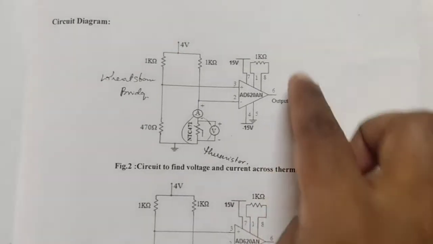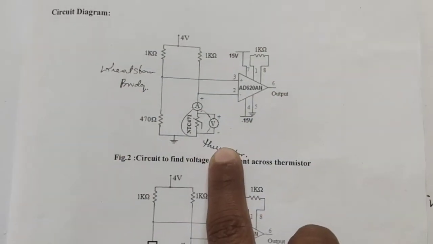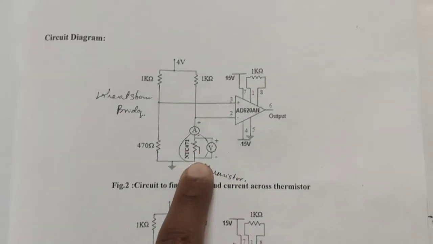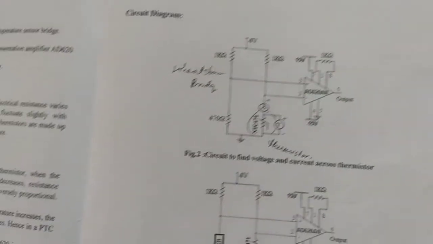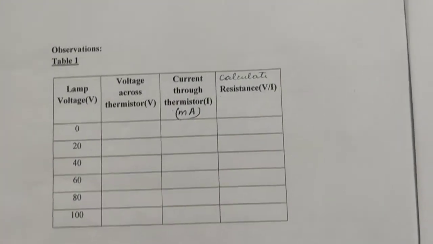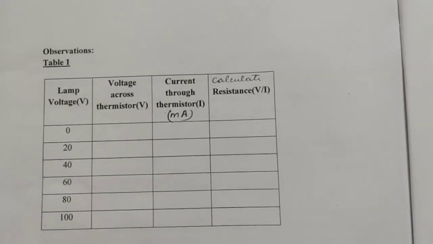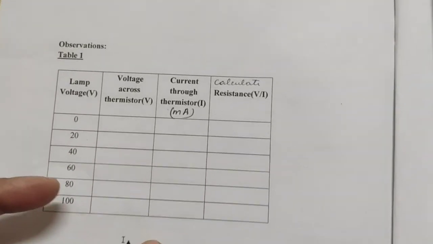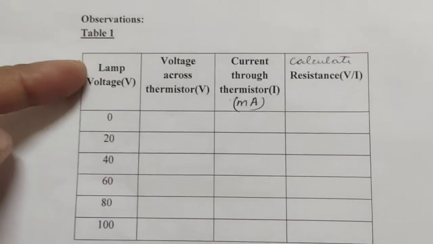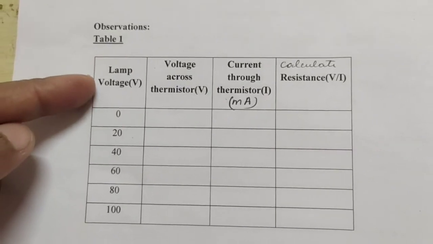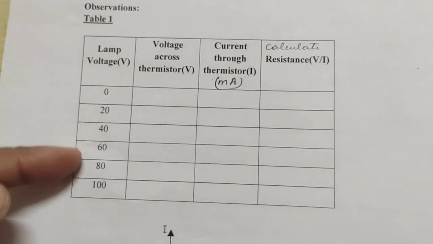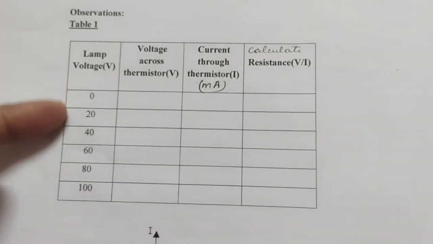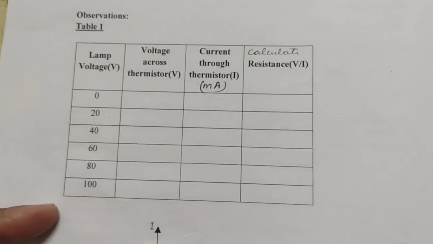Using this circuit diagram, we are observing the characteristics of the thermistor. First I'll let you know the procedure. In order to increase the temperature of the thermistor, we are connecting a lamp. The intensity of the lamp is used as heat here.